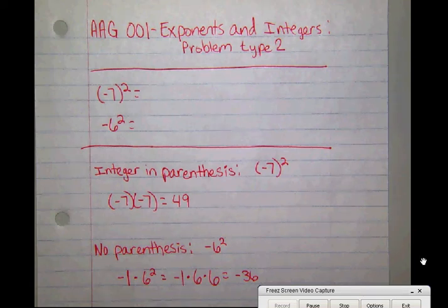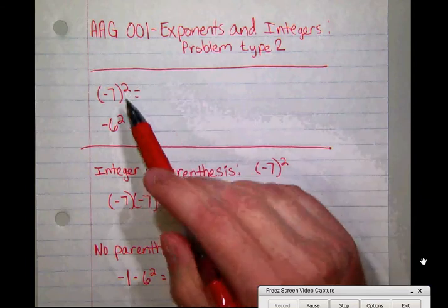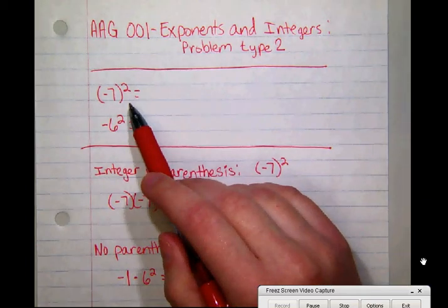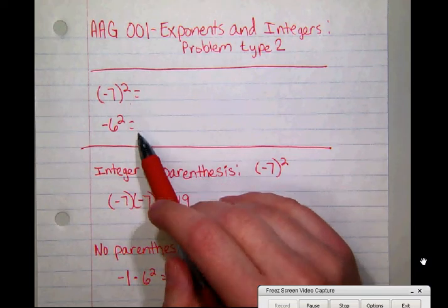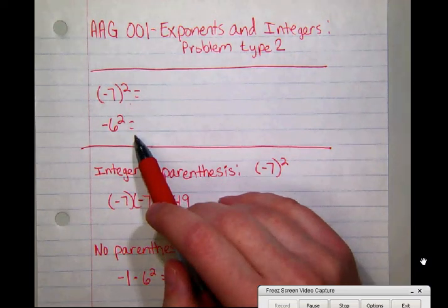Okay, we have exponents and integers, problem type 2. There are two types of problems here. The first one is negative 7 squared, where the negative 7 is in parentheses, and the second one is negative 6 squared, where the negative 6 is not in parentheses.